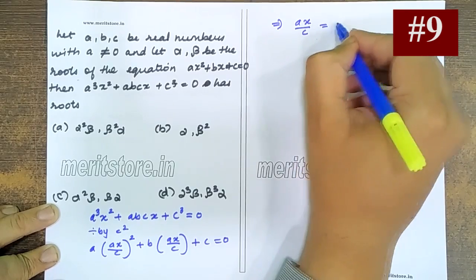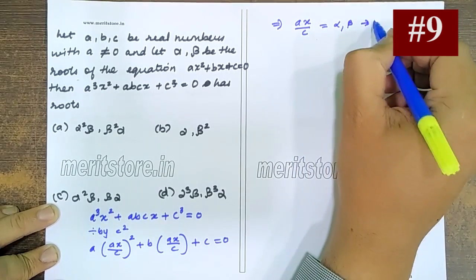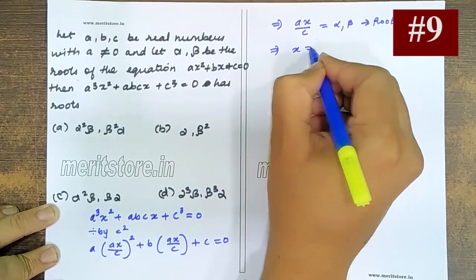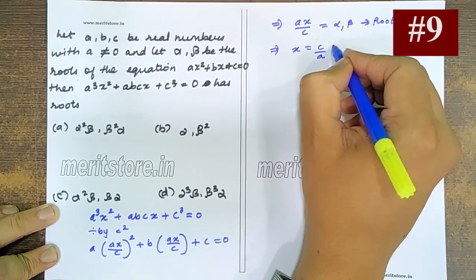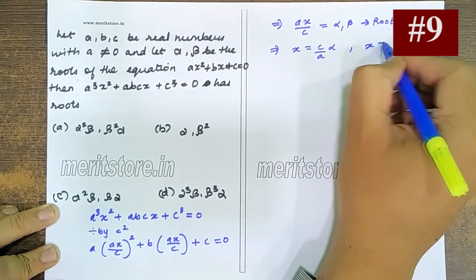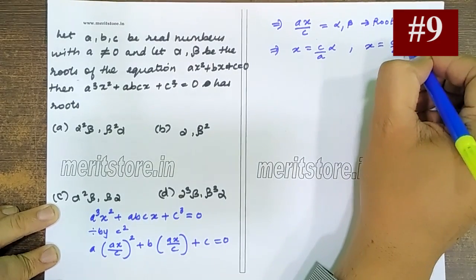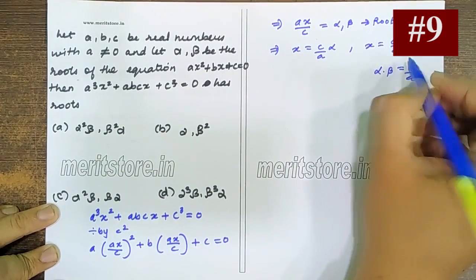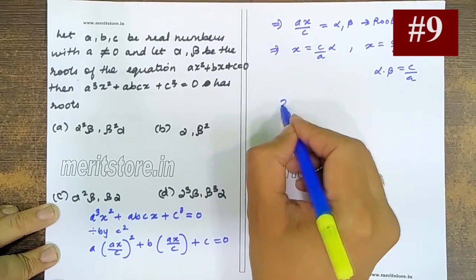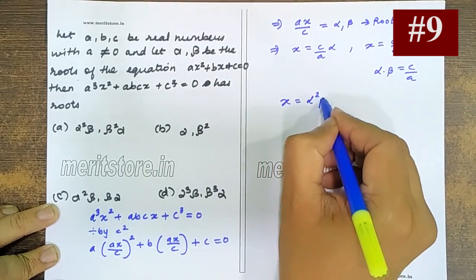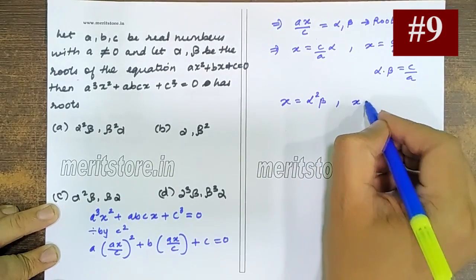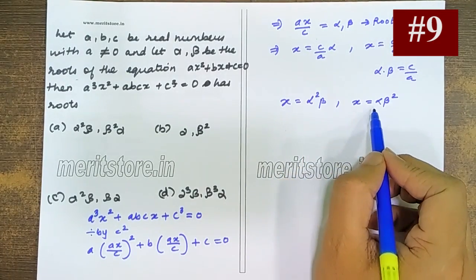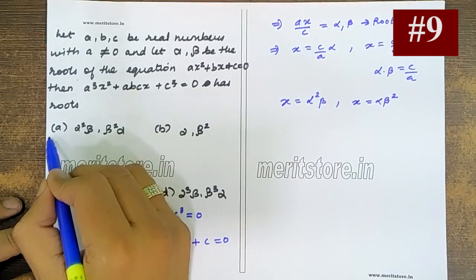So now here ax by c will be equal to alpha and beta, which are the roots. So the value of x will be c by a into alpha, c by a into beta. But we know that alpha into beta is nothing but c by a. So substituting this value here, we'll get x is equal to alpha square beta and x is equal to alpha beta square. So one root is alpha square beta and the other root is alpha beta square. So A is the answer.